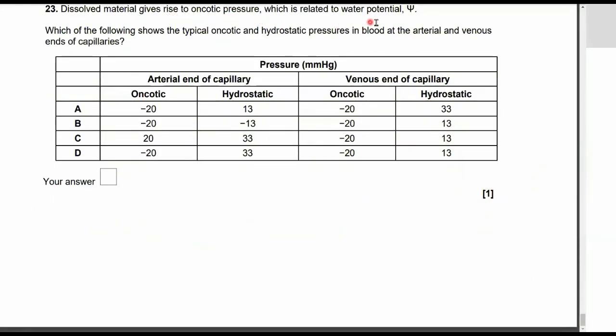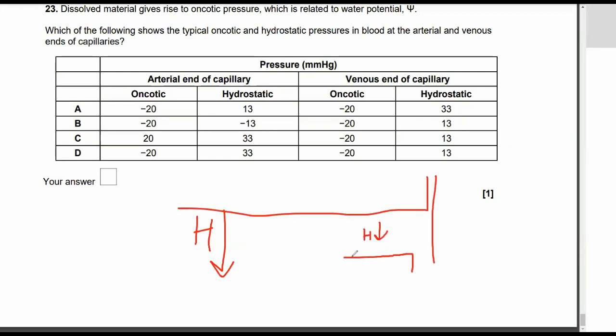Okay, final question, 23. Dissolved material gives rise to oncotic pressure, which is related to water potential. Which of the following shows the typical oncotic and hydrostatic pressure in the blood at the arterial and the venous end? Well, at the arterial end, hydrostatic is bigger than oncotic. So it has to be C or D. And then if we look at the venous end, we can see that the hydrostatic pressure must be lower than the oncotic. So again, it is C or D.